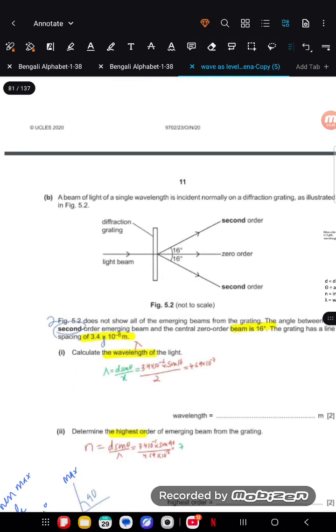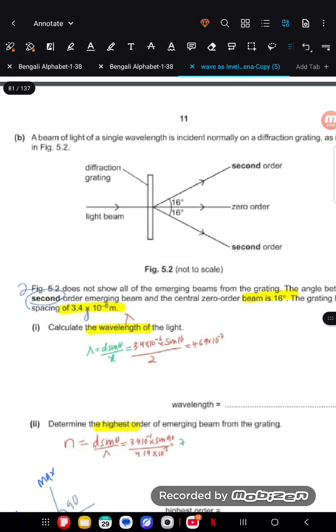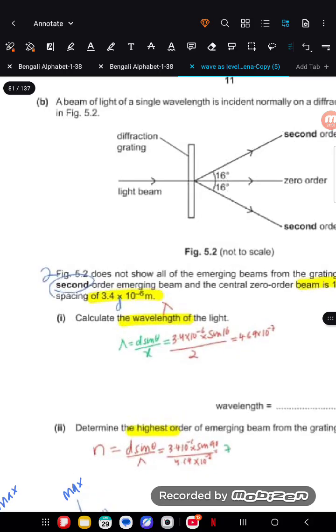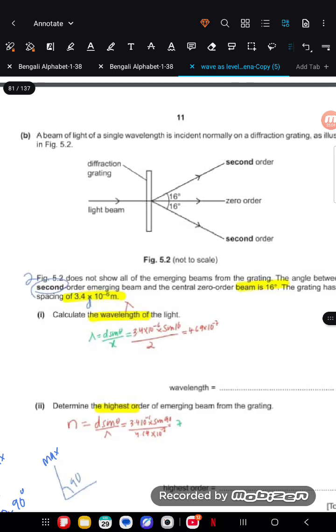So in this question, see, this full is not 16. Just from the 0 order to the second order it is 16, right? So here they are saying to find wavelength. Obviously the formula is 2d sine theta divided by x. So d is what, d they have given you, right? Sine theta is 16, right?